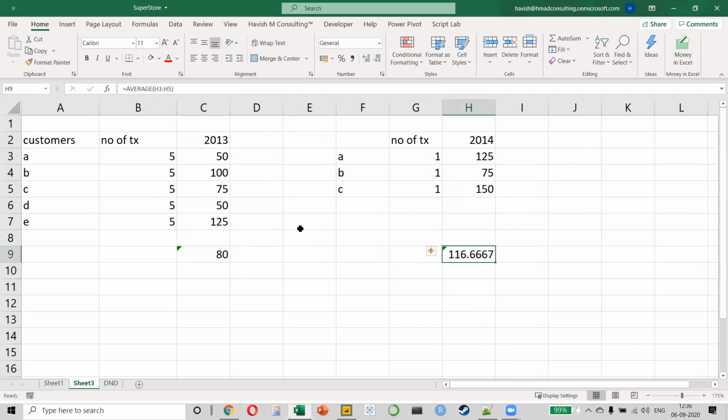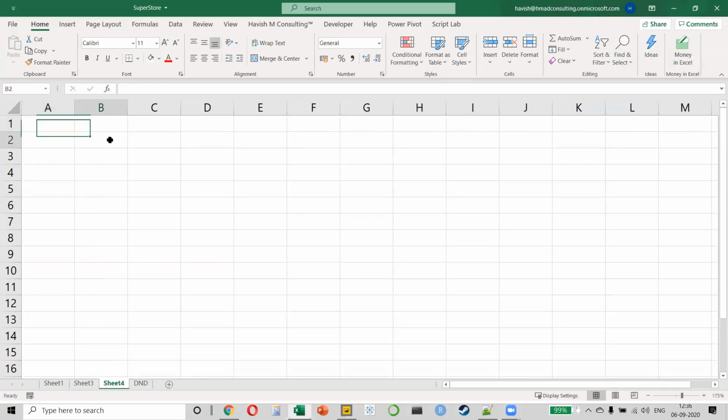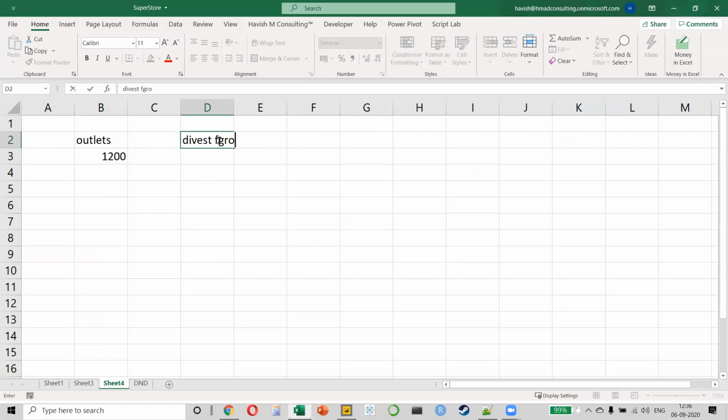Why is this situation not possible? It is definitely plausible, right? The number of customers may have been reduced. By the way, this happens in a lot of companies. I'll tell you what we used to do. When I was working with Reckitt, I was handling 1,200 outlets, and as a part of our business plan we used to divest from the bottom 10%. That means the bottom 120 performers would be removed from the company.